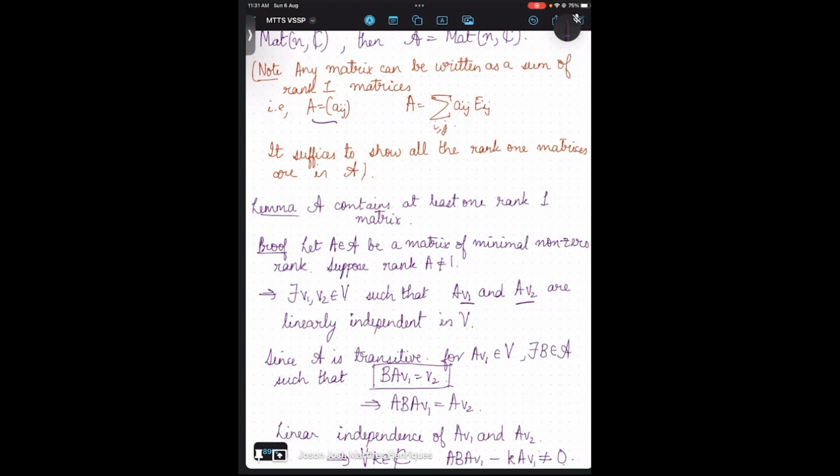Why will the image space have at least dimension 2? Because I'm proving by contradiction. I want to show that the minimal rank matrix that I have picked is a rank 1 matrix. So suppose it's not of rank 1, then it should have rank at least 2. In that case, the image is at least 2-dimensional, so I will get 2 linearly independent vectors over there. So that's what I write here: I'll be able to find AV1 and AV2, which are linearly independent in the image.